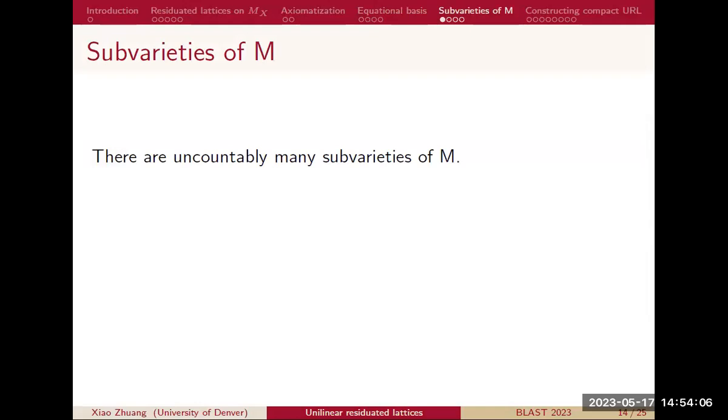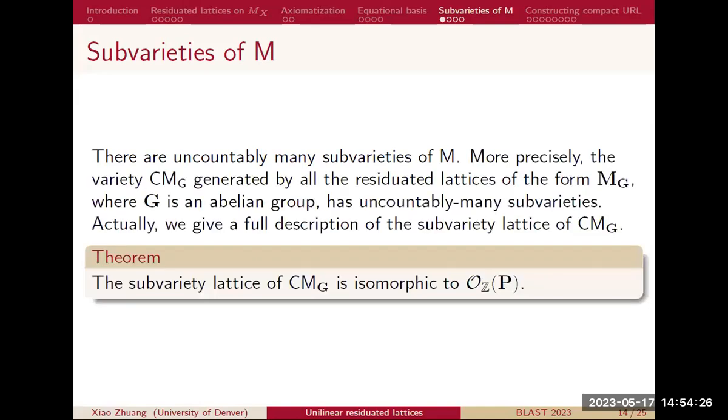We named it IM, which is generated by the class URL3. Now we are going to talk about the subvariety of this M. Our main conclusion is that there are uncountably many subvarieties. But to prove that, we didn't take the whole variety generated by URL3, but instead, we just take out the class whose elements are of the form M sub G, and G is an abelian group.